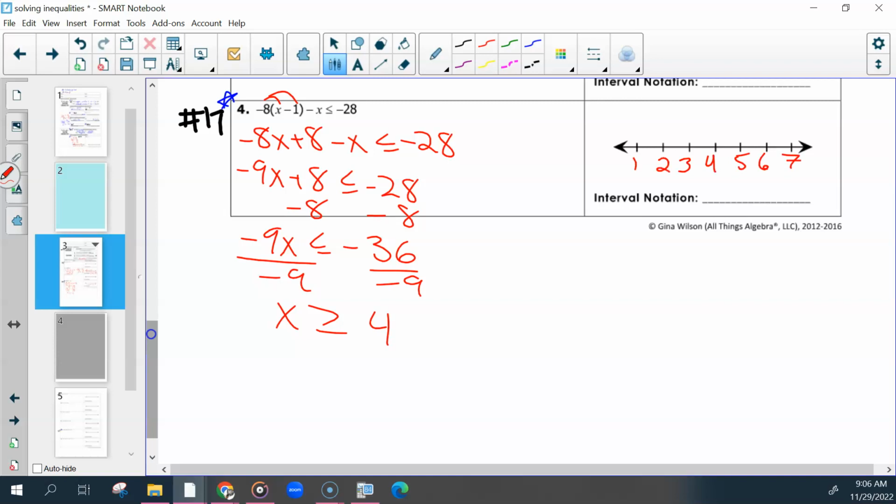This would be a closed circle going to the right. So if I'm reading this left to right, where does this start? 4 is closed, so I need a bracket. And then where does this end? And that would be a parenthesis.